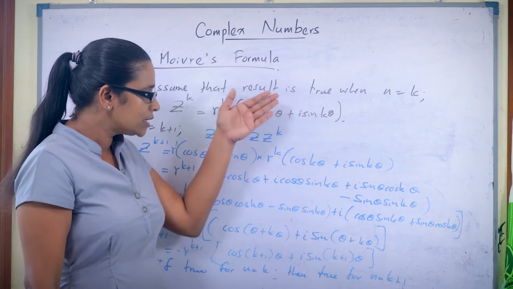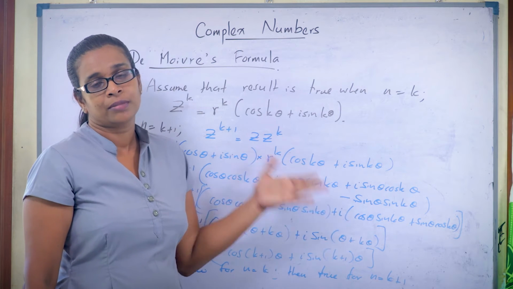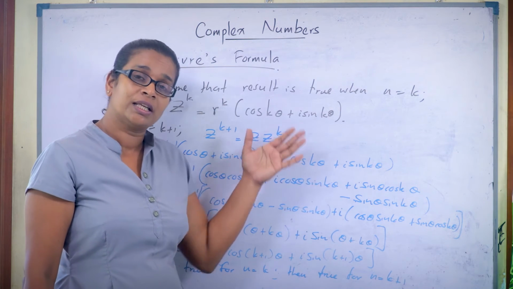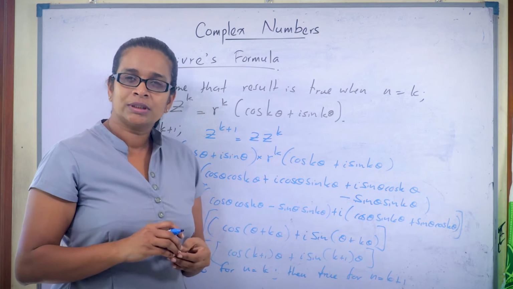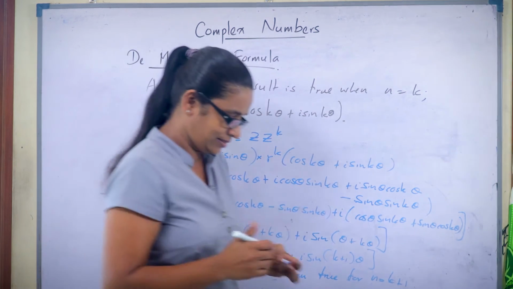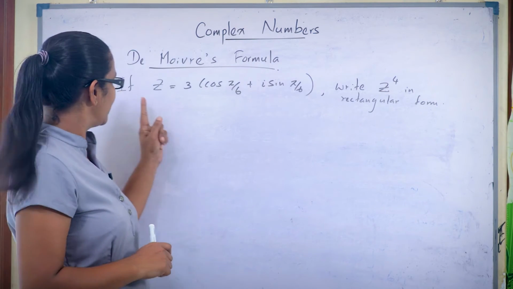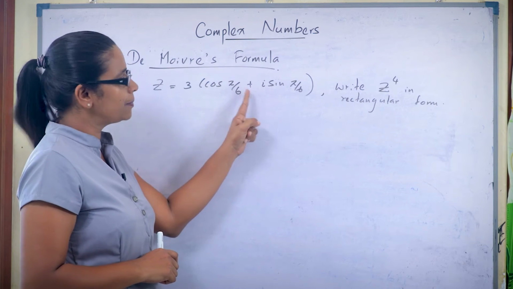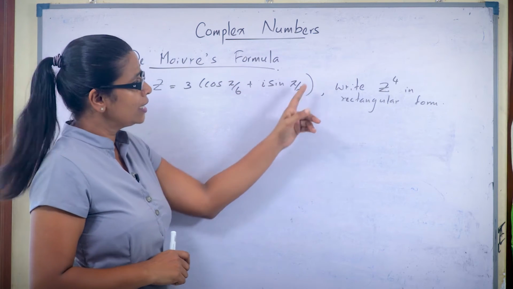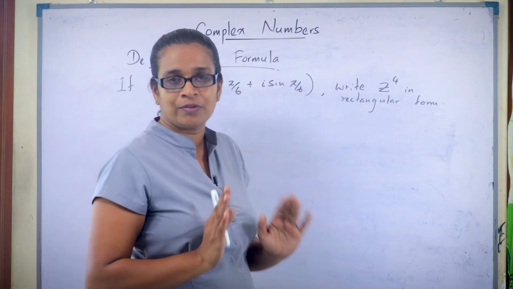Okay. So this is how you can do the proof of the De Moivre formula. Now let's do some examples. Let's do some example. I have written an example here. If z equals 3 (cos pi over 6 plus i sin pi over 6), write z raised to the power 4 in rectangular form.